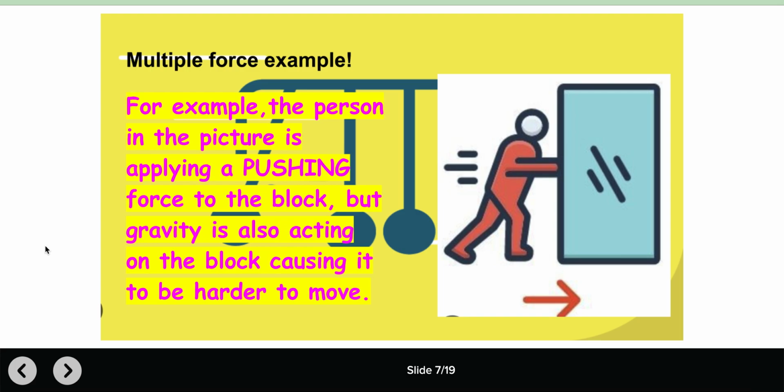Okay, another example. The person in the picture is applying a pushing force to the block, right? Going towards the right side. But gravity is also acting downward on the block, causing it to be harder to move. So right here, we have two different forces acting on this one block in the picture.